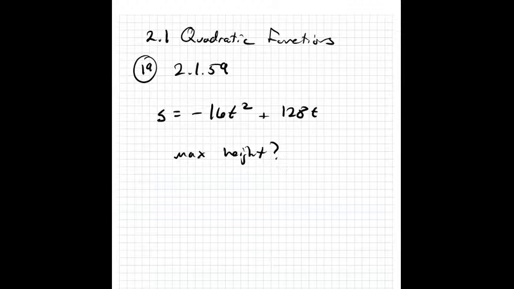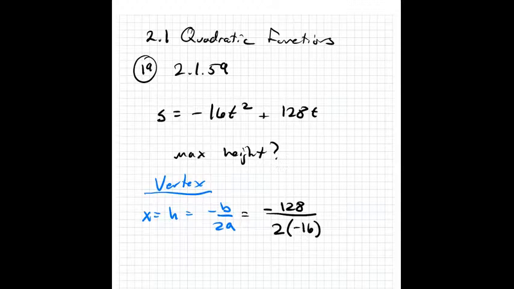Again, the highest exponent is 2, which means it's a quadratic. That means the shape of this graph should be a parabola. The leading coefficient is negative, so the parabola opens downward. If we have a downward facing parabola, the max is going to occur at the vertex. The vertex formula, the x coordinate of the vertex, which is our h, is negative b over 2a. In this case, b is 128 over 2 times a, which is negative 16. So it's basically 128 divided by 32. Ooh, good job.